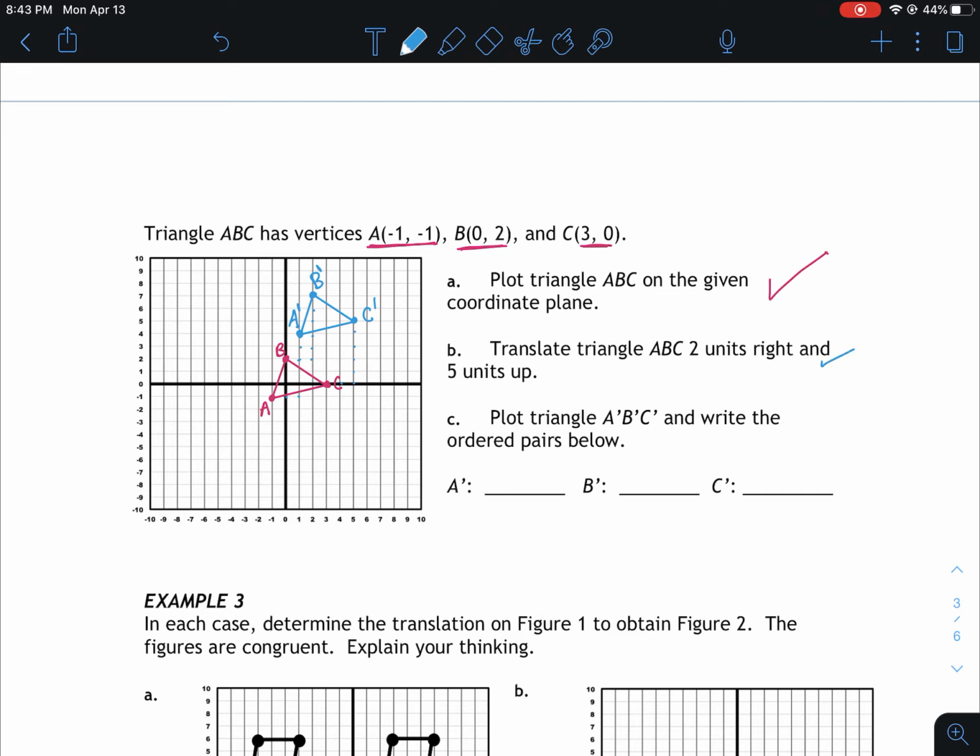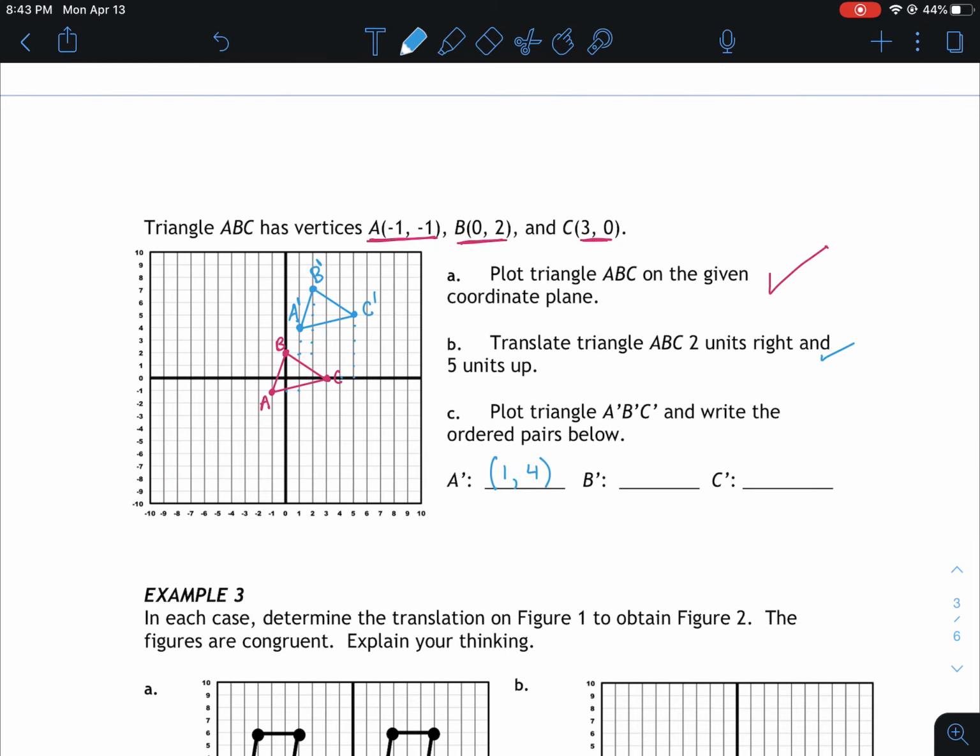Now, for part C, so we've done part B. Part C says, write the new ordered pairs. So if we look at A, it is to the right 1 and up 4. So we have the ordered pair 1, 4. Letter B is over to the right 2 and up 7. So our ordered pair is 2, 7. We always do X and then Y. X, Y. And C prime is over 5 and up 5. So 5, 5.